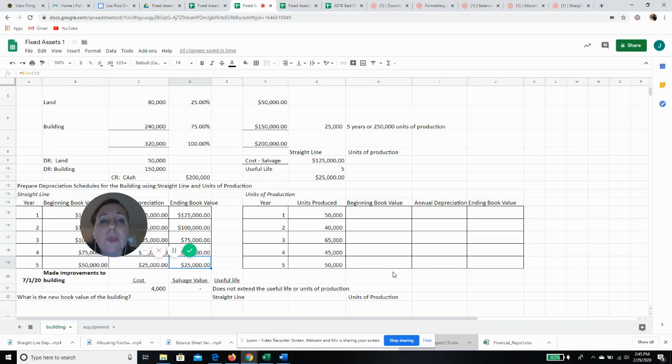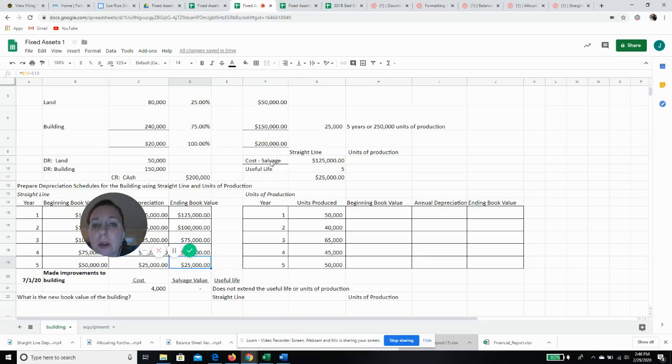And if you think about an example of a car that's 10 years old with 10,000 miles might be different than a car that's 10 years old with 100,000 miles, right? So the life of a car might be more dependent on how many miles you drive it than how many years you actually own it. And that's kind of what units of production is trying to approximate.